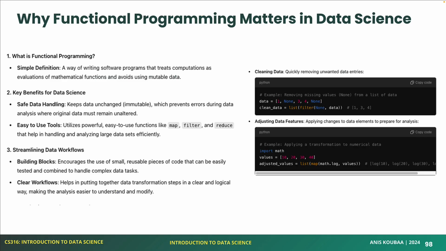So first of all, what is functional programming? It is just a way of writing software programs that will treat computations as evaluation of mathematical functions. And this is the example, like lambda expression is one of the examples. And also, data is immutable. It means that the functions or the software will not try to change the data, but create a copy of the data after being modified.